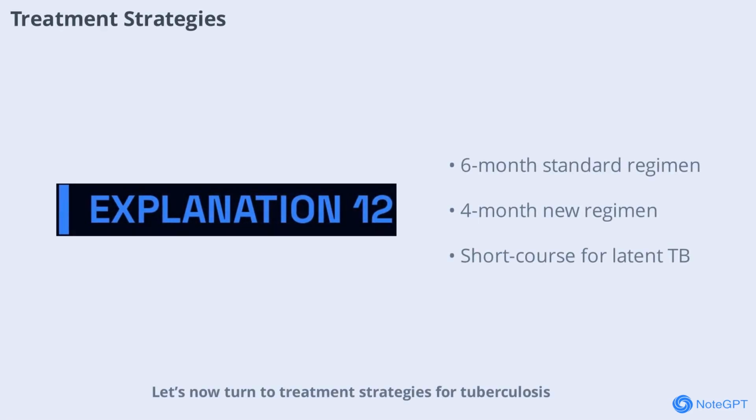Let's now turn to treatment strategies for tuberculosis. The standard 6-month regimen for drug-susceptible pulmonary TB consists of 2 months of rifampin, isoniazid, pyrazinamide, and ethambutol, the intensive phase, followed by 4 months of rifampin and isoniazid, the continuation phase.